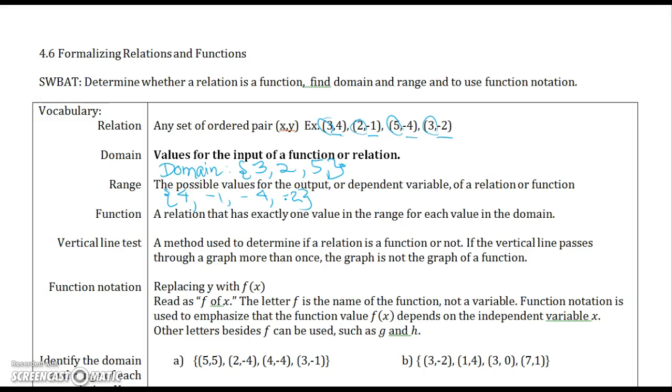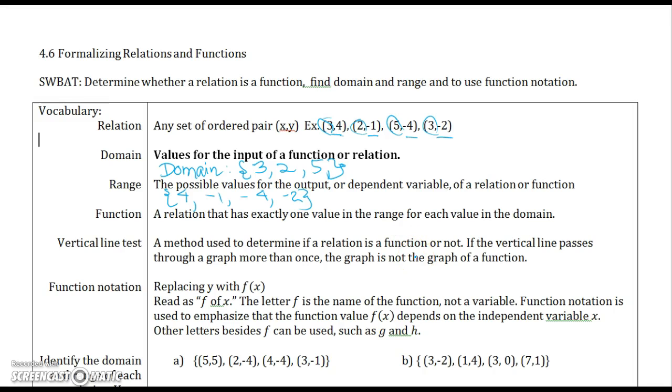Okay, so the difference between a relation and a function. All functions are relations, but not the opposite. Functions are basically special types of relations, and they're relations such that exactly one value in the range goes with each value in the domain.